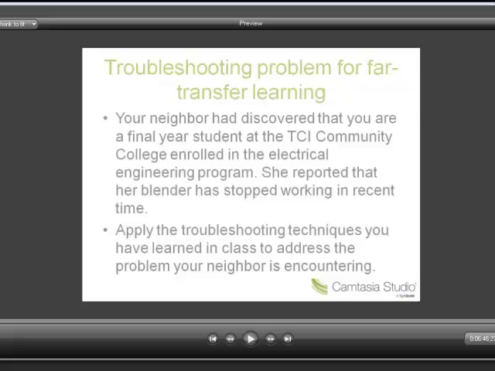Here, the student is required to perform a troubleshooting job on his neighbor's electrical appliance by applying the troubleshooting tactics and concepts learned during this presentation.